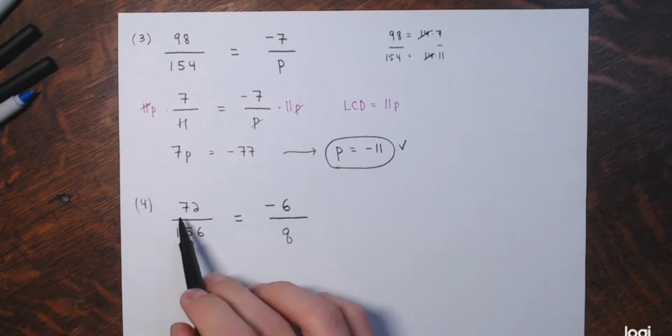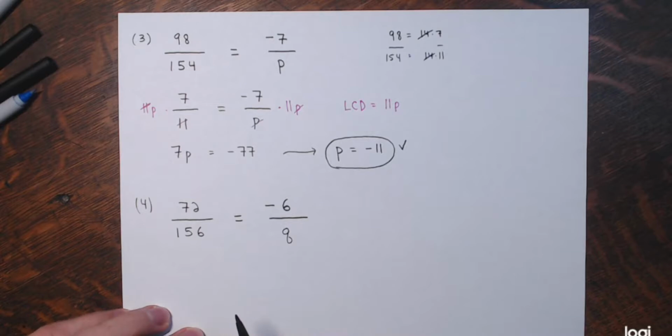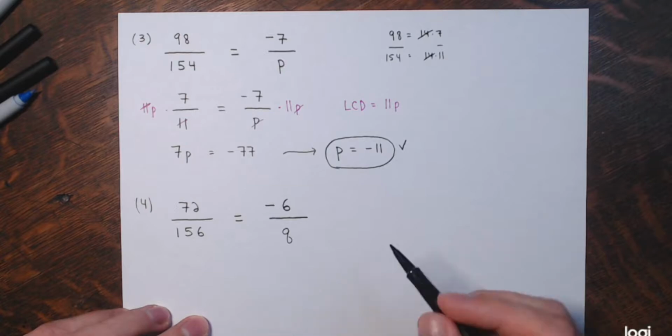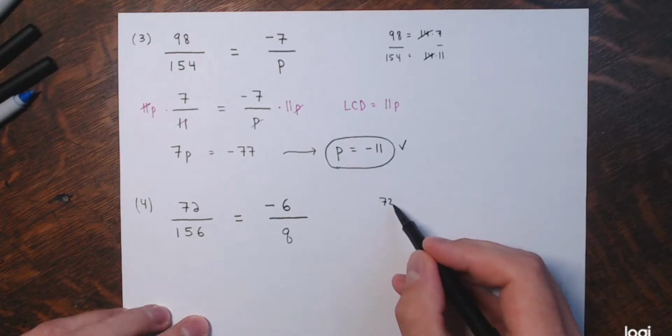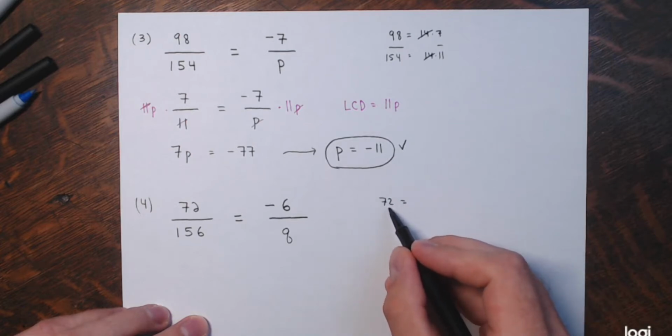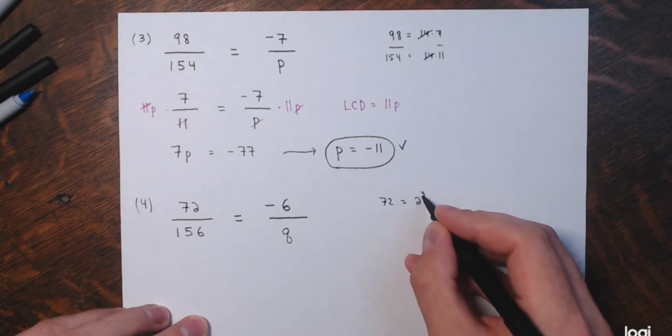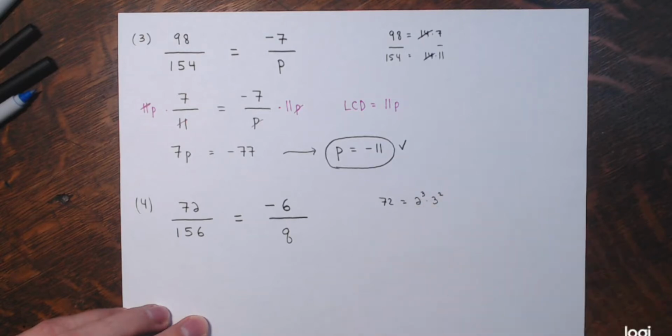Okay, same thing here. Let's see if we can simplify 72 156ths first. Well, I know I can. They're both even at least. So let's do this. Break this up. I'm not sure off the top of my head here. This is 2 times 36, which is 2 times 4 times 9. This is 8 times 9, 2 cubed times 3 squared, when you factor it completely. I know I haven't been factoring other things completely.